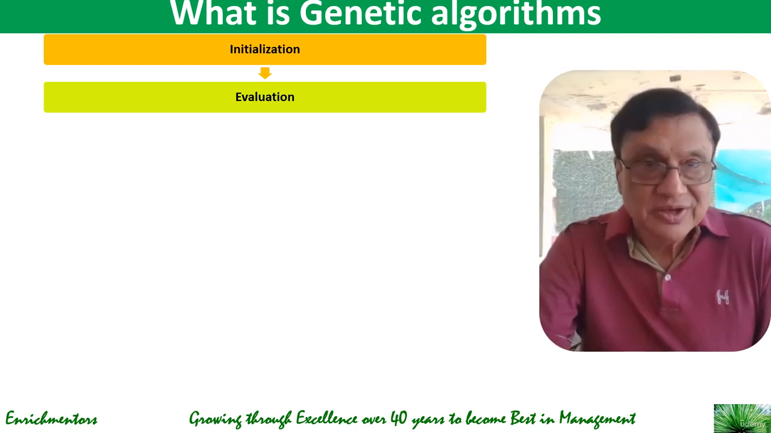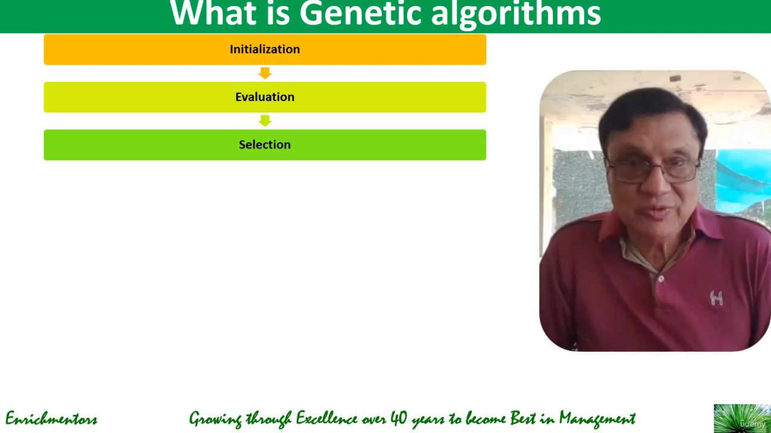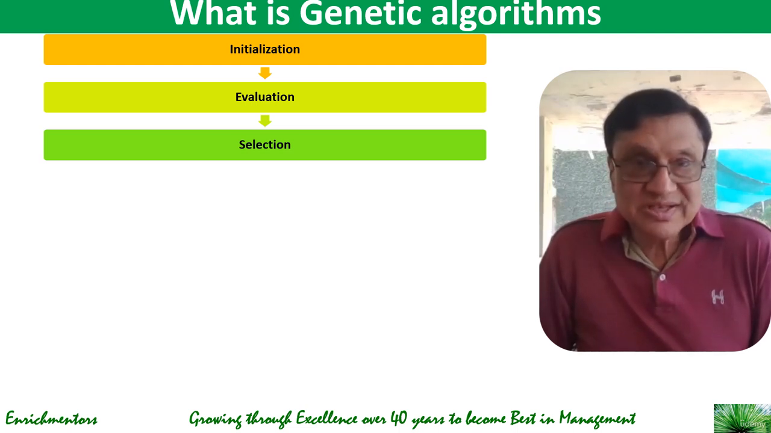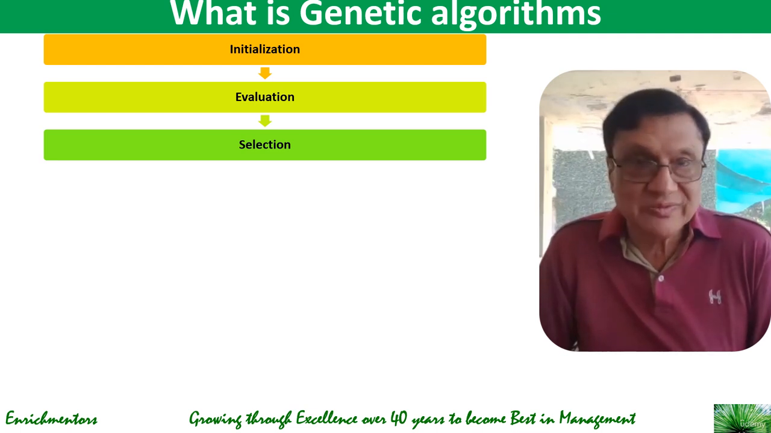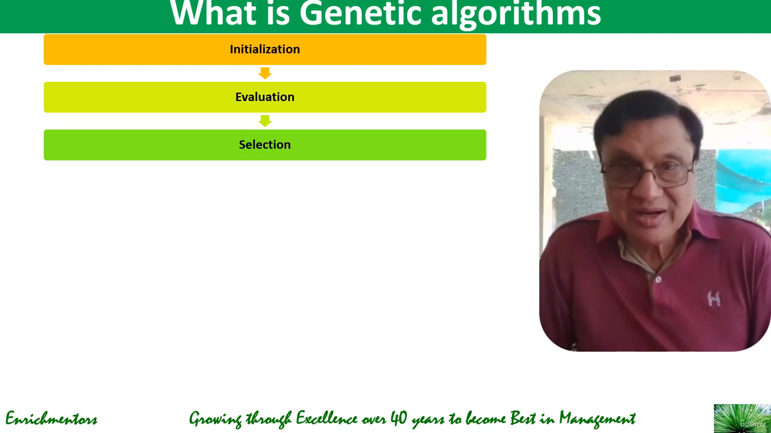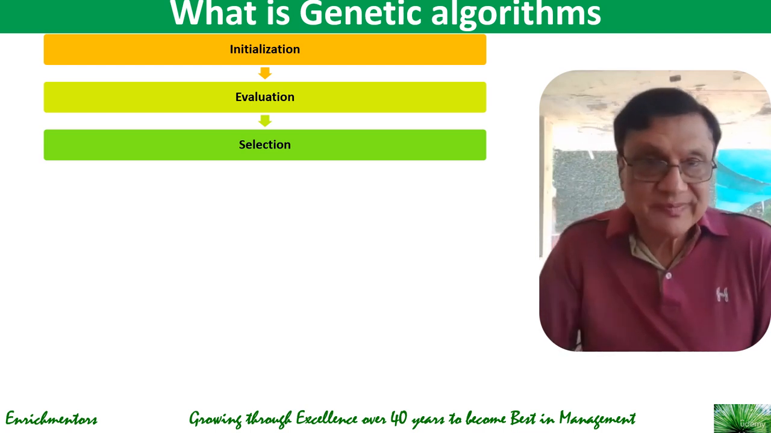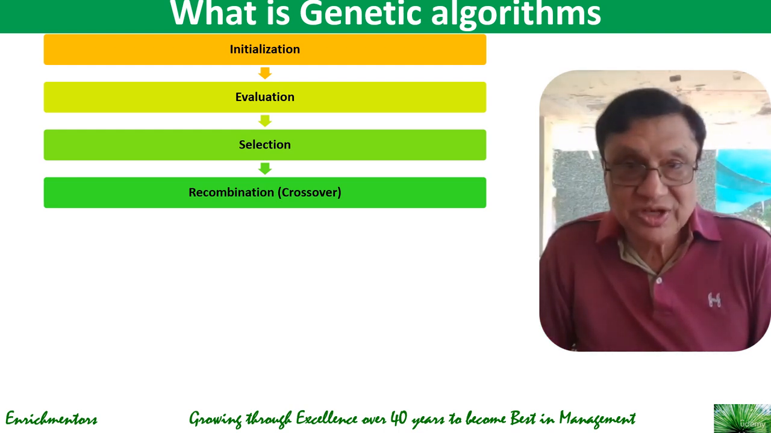Then you select individuals from the current population to serve as the parents for the next generation. Individuals are selected with probability proportional to their fitness, favoring individuals with higher fitness values. Common selection techniques include roulette wheel selection, tournament selection, and rank-based selection. Then you create offspring, children, by combining the genetic material of the selected parents through the crossover operation.